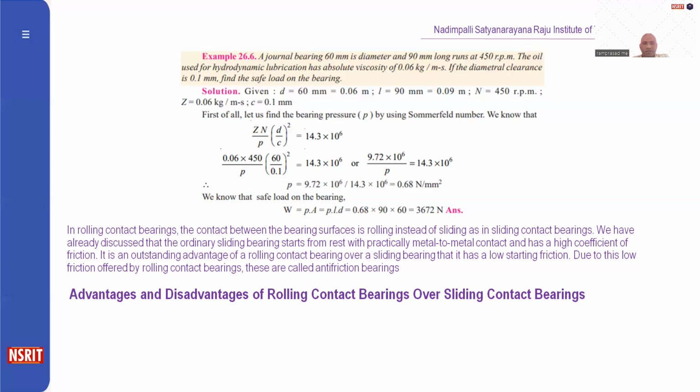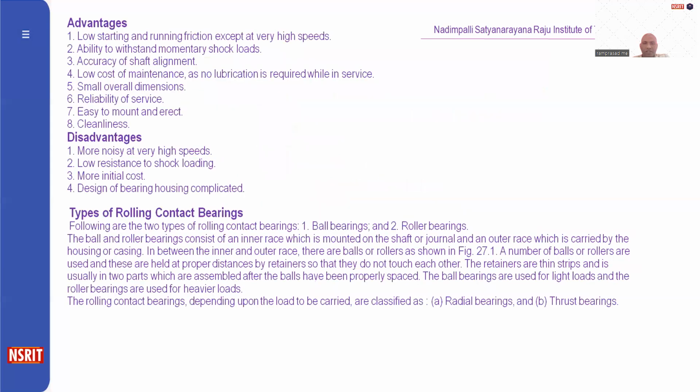Advantages and disadvantages of rolling contact bearings over sliding contact bearings. What are the advantages? Low starting and running friction except at very high speeds. Ability to withstand momentary shock loads. Accuracy of shaft alignment. Low cost of maintenance as no lubrication is required while in service. Small overall dimensions, reliability of service, easy to mount and erect. Eighth one is cleanliness. These are the main advantages.